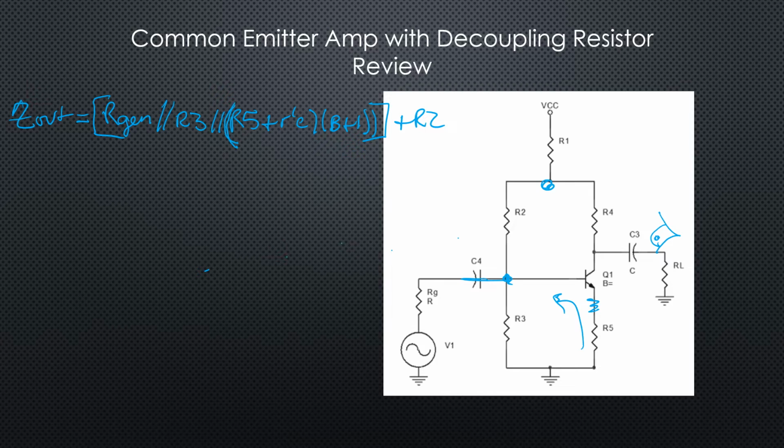And we're trying to get to the load. So you can see that all of that now is in parallel with R1. Now all of that is in series with R4. And that is my total Z out.